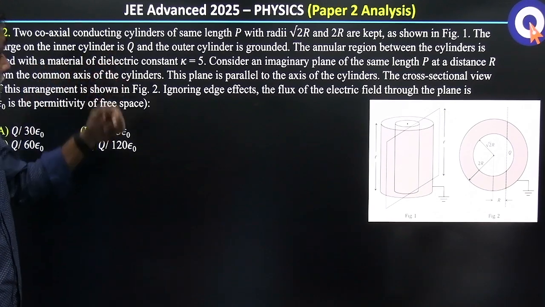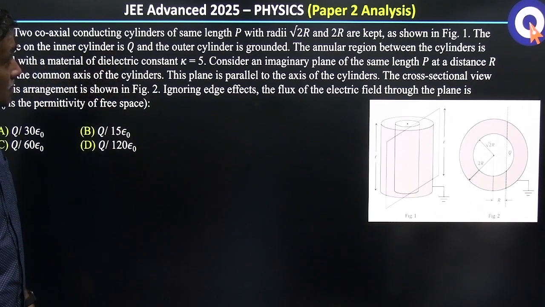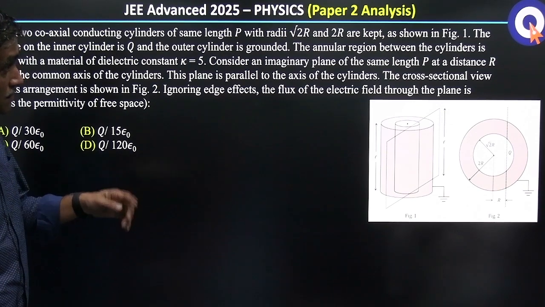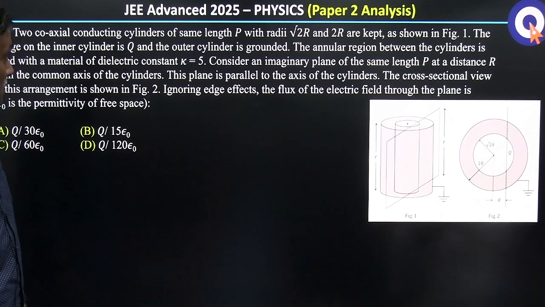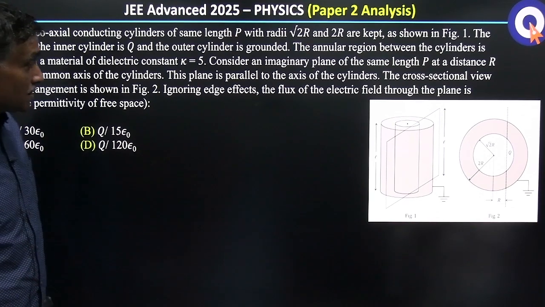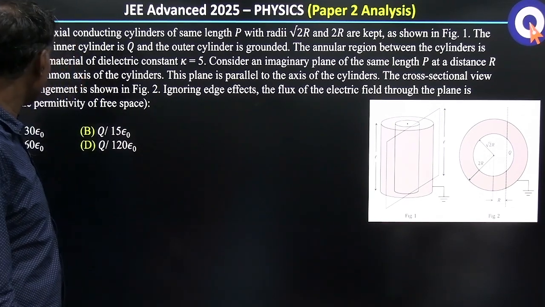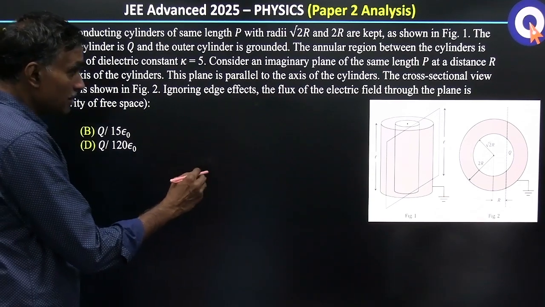Two coaxial conducting cylinders of same length P with radii root 2r and 2r are kept as shown in the figure. The charge on the inner cylinder is Q and the outer cylinder is grounded. The annular region between the cylinders is filled with dielectric constant K equal to 5. Consider an imaginary plane of same length P at a distance r, parallel to the axis of the cylinder. The cross-sectional view of this arrangement is shown in the figure. Ignoring edge effects, find the flux of the electric field through the plane. Epsilon naught is the permittivity of free space.